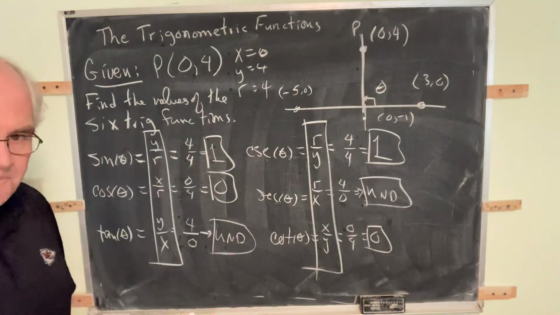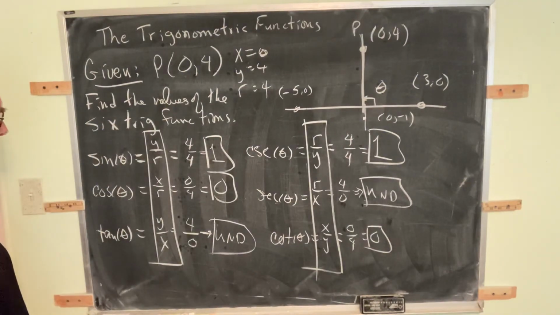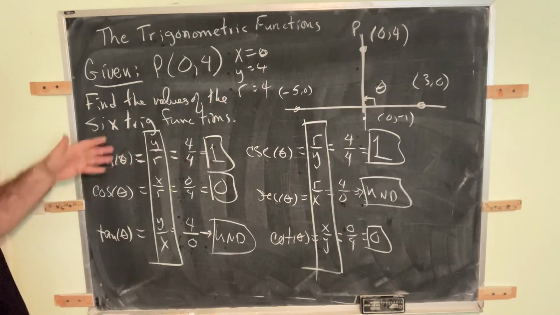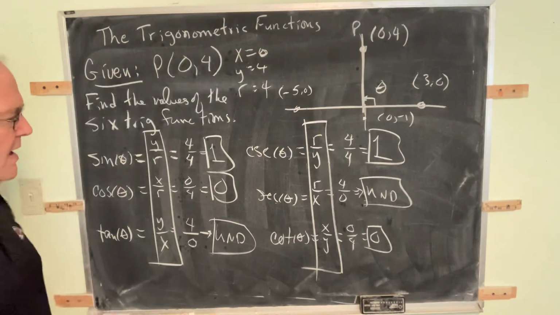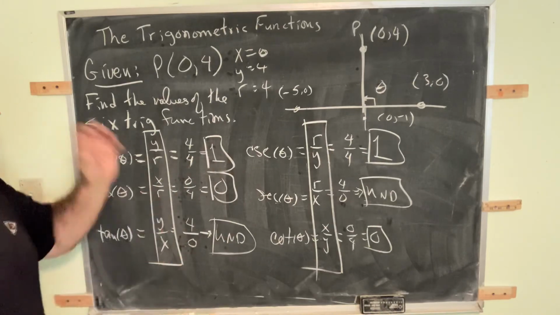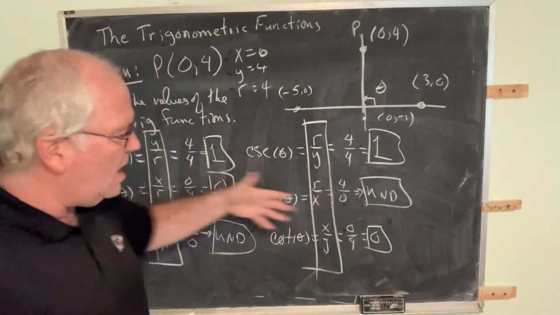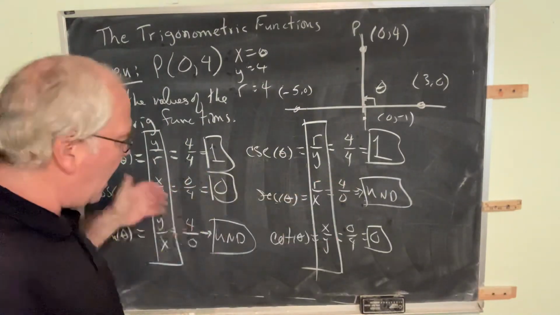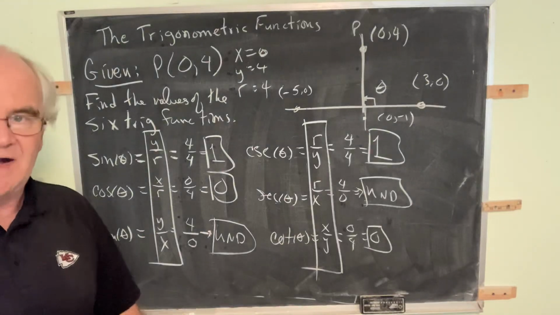So, for the 6 trigonometric functions, using the XYR definitions, given X and Y, you can find R, and then find the function values. If the angle is quadrantal, then you will always have some of these function values that are undefined.